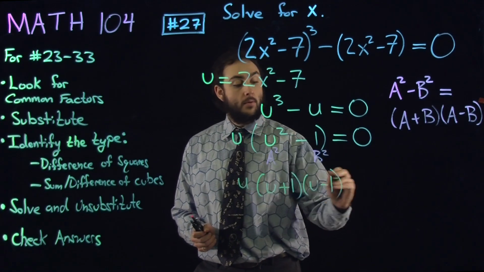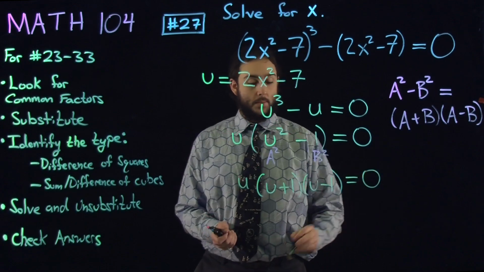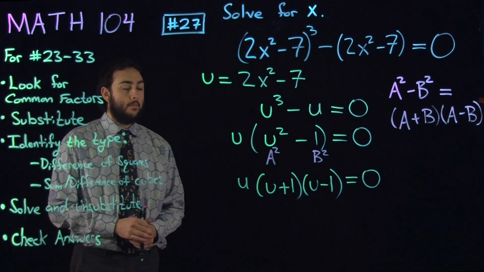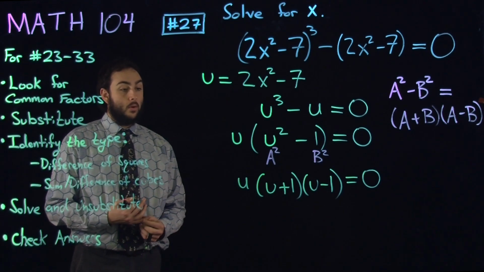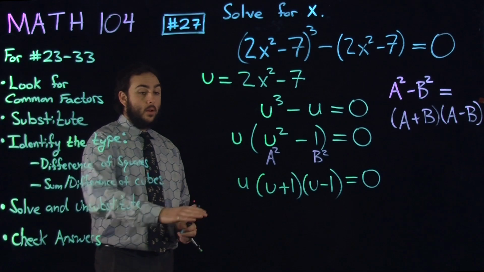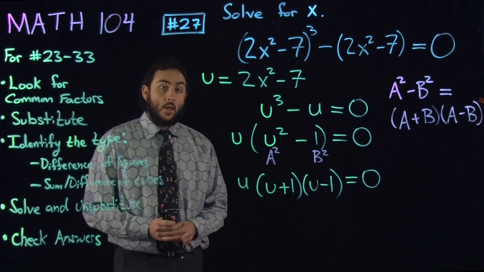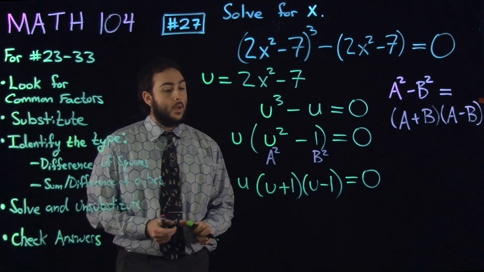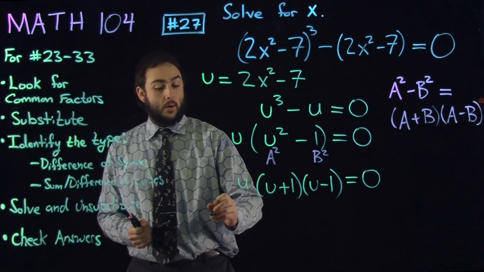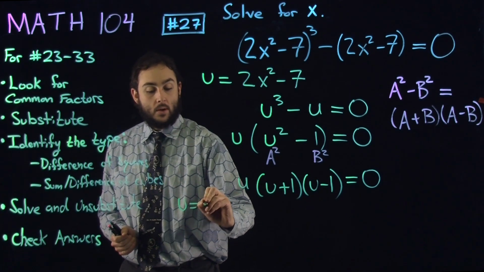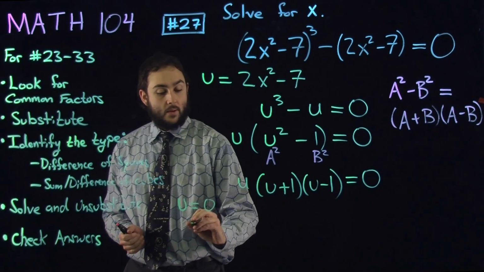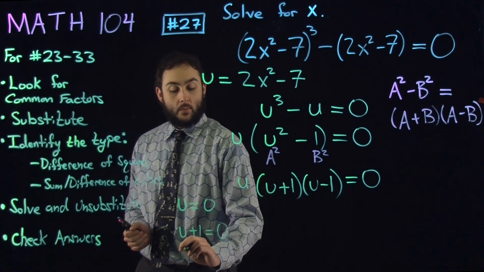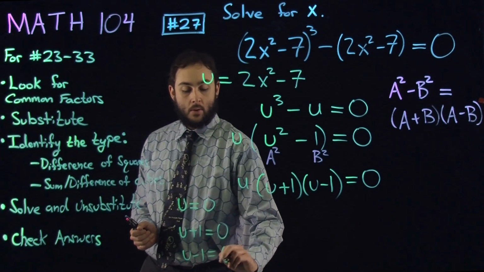And we had our factor of u from earlier. So we've completely factored this polynomial, which is excellent. That means we can look at the individual factors to solve for u and then solve for x. So let's start with the simplest one. We have u equals 0. Then we have u plus 1 equals 0. And then we have u minus 1 equals 0.